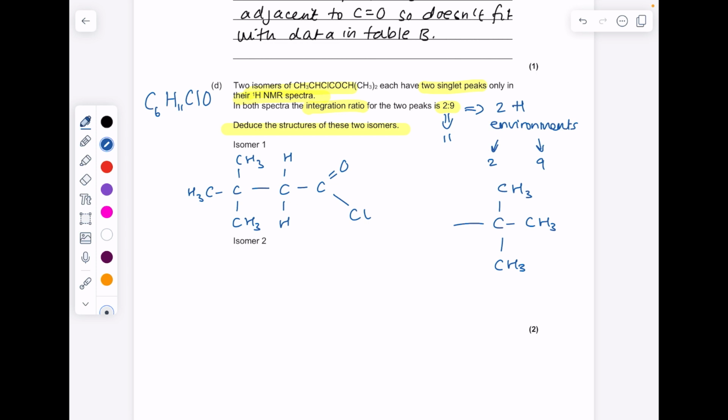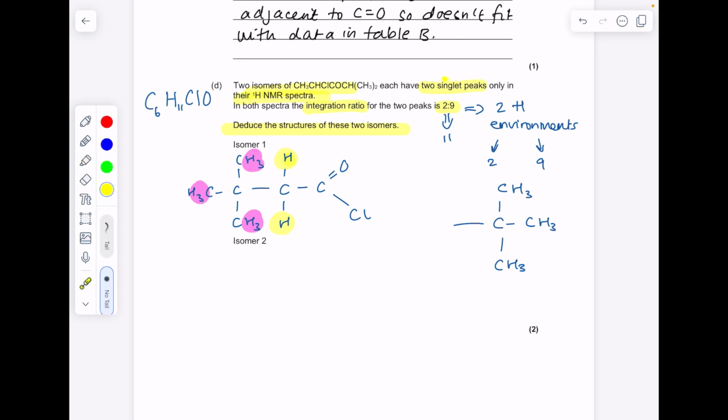So here's our acyl chloride. So just to show you, 3, 6, 9, 10, 11. Yes, we've got 11 hydrogens. In terms of the environments, they're all one environment. Wonderful. These are in a second environment. There's 2 hydrogens. Yes, great.